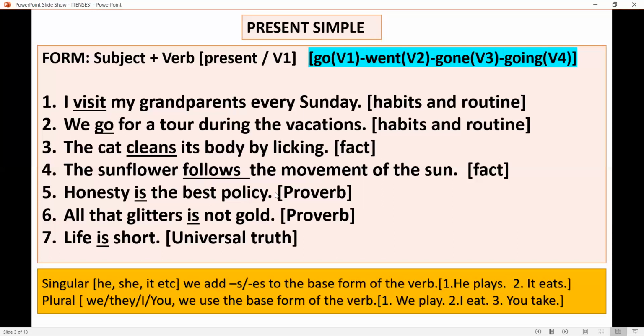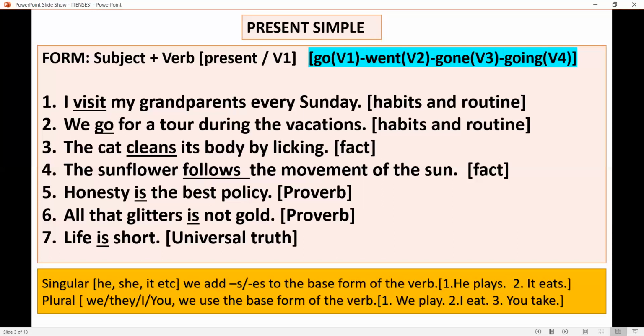Now, look at proverbs. In proverbs also we use simple present tense. Honesty is the best policy. We don't say honesty was the best policy. Now, another proverb from William Shakespeare's drama: all that glitters is not gold. We don't say all that glitters was not gold, right?